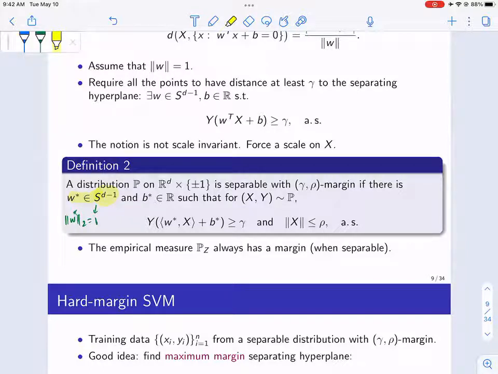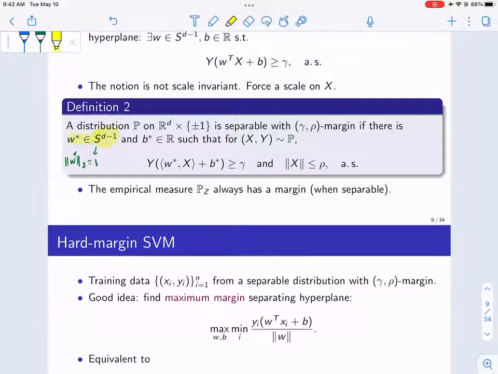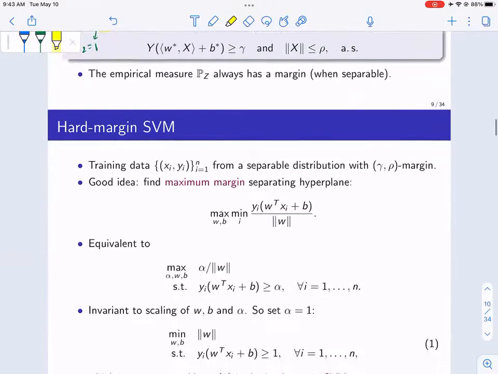Then you can have the same definition of margin for the empirical measure. If you apply it to the empirical measure and things are separable, then you definitely have a margin, because the nature of a finite set of points is that there is a minimum distance to the separating hyperplane. But the interesting thing is this population version, where you basically have infinite sample size, but things are still separated from the hyperplane. Okay, any questions? This was just a recap of some of the things that we discussed last time, right?